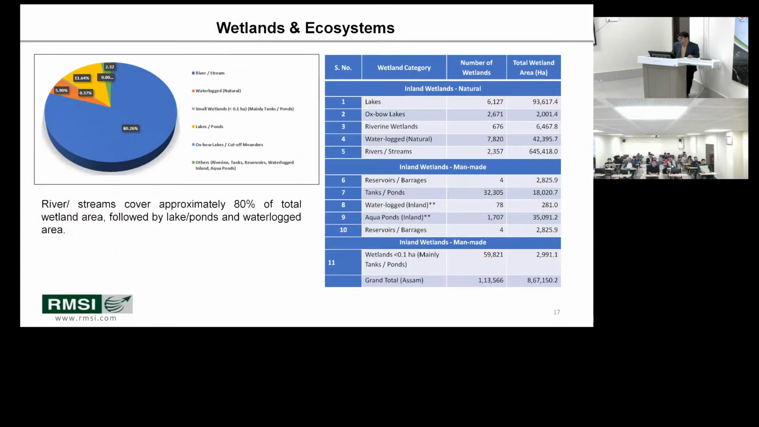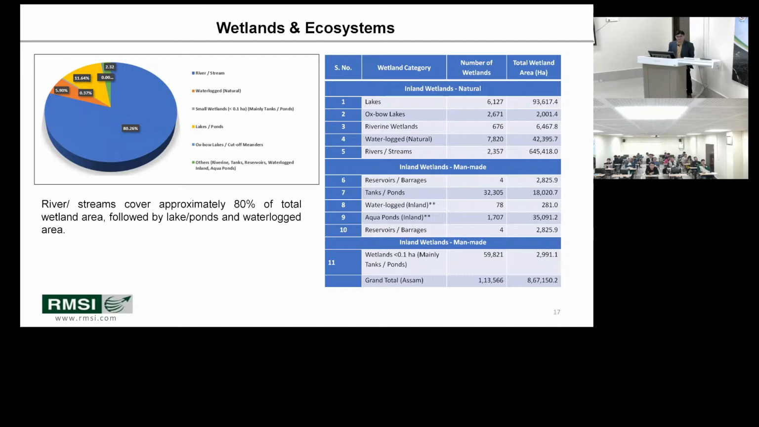So we should estimate those. This is the statistics of Assam state: the wetlands, percentage, number of wetlands, natural as well as man-made. There are some man-made wetlands also. They have been prepared for some objectives, like to maintain the river ecosystem. So in Assam, the number is good, and rivers and streams are playing a major share.